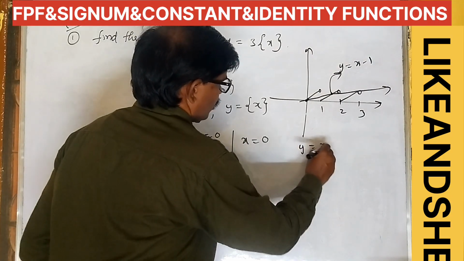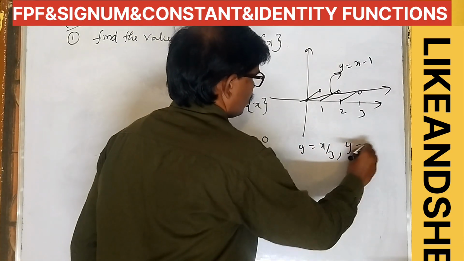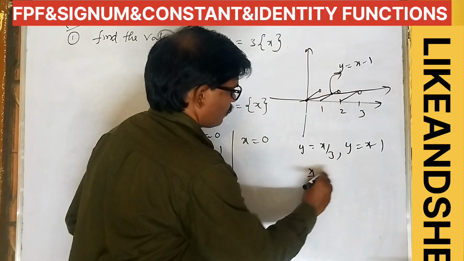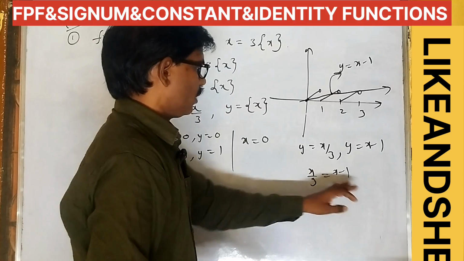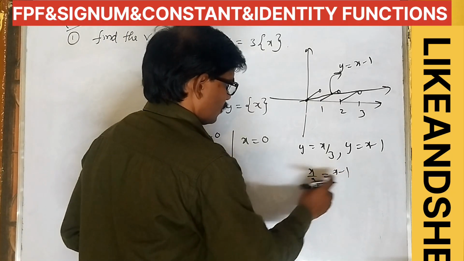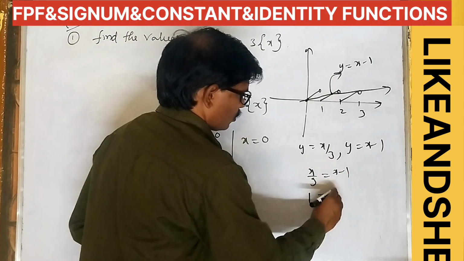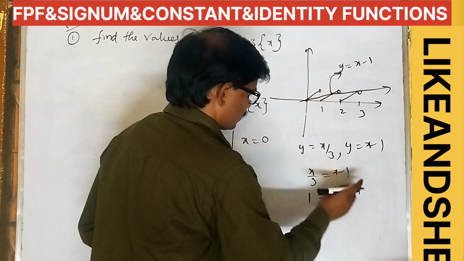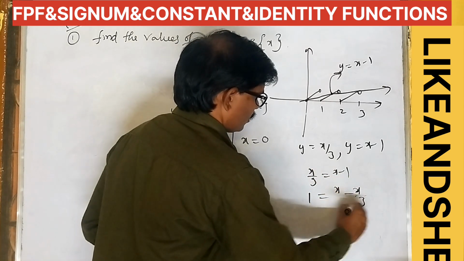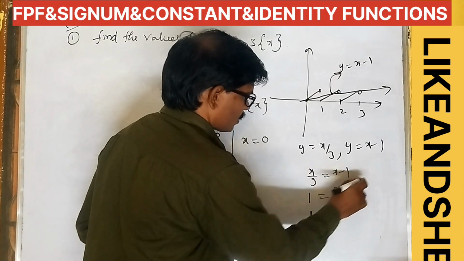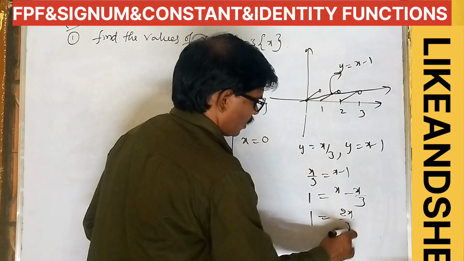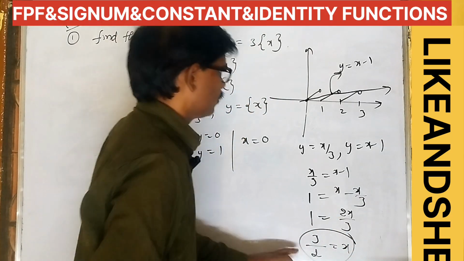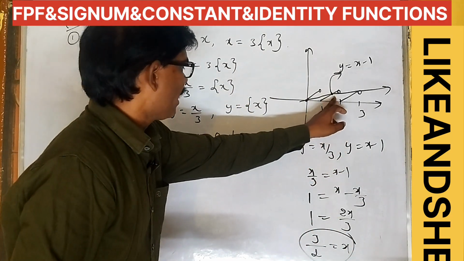y is equal to x by 3. Next, y is equal to x minus 1. Both are equal, so x by 3 is equal to x minus 1. Take this side: 1 is equal to x minus x by 3, so 1 is equal to (3x minus x)... 2x by 3. Taking this side, 3 by 2 is equal to x. x is equal to 3 by 2, this is the value of x.